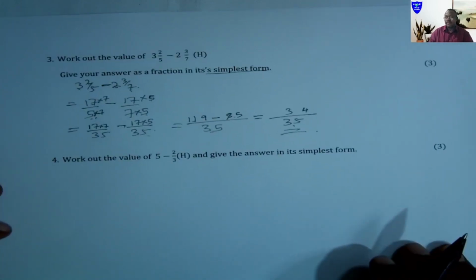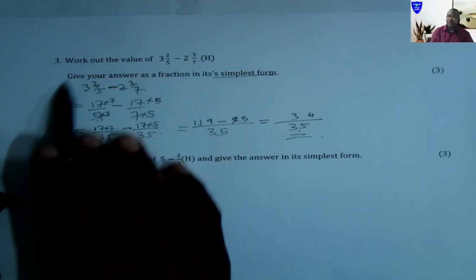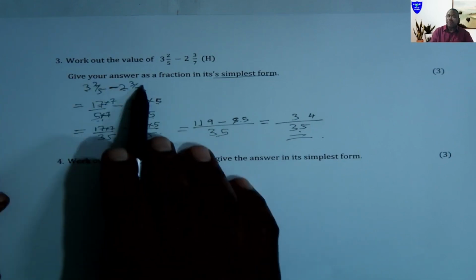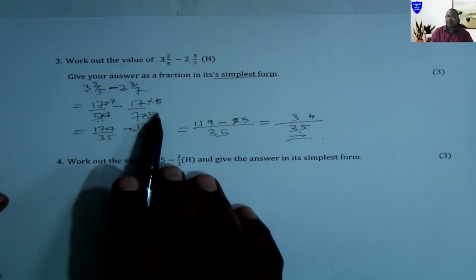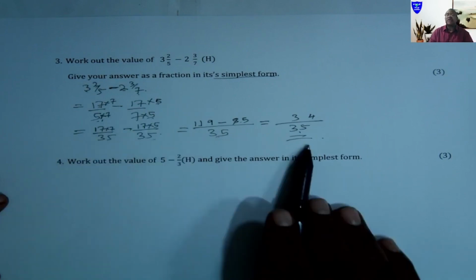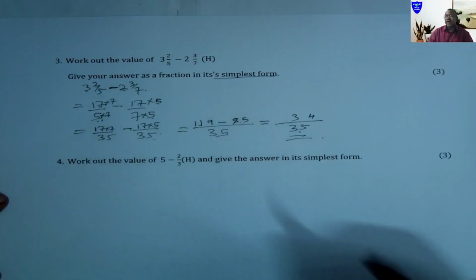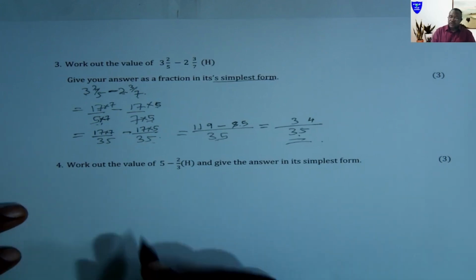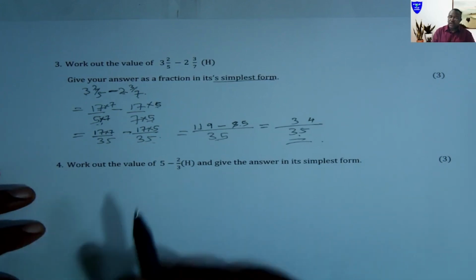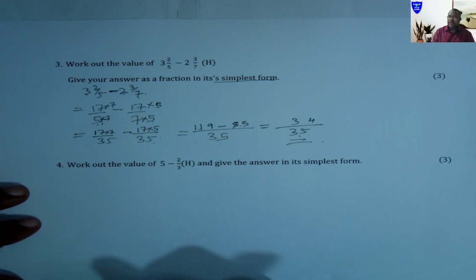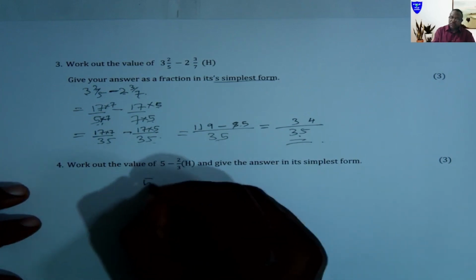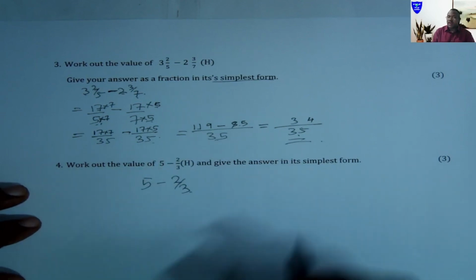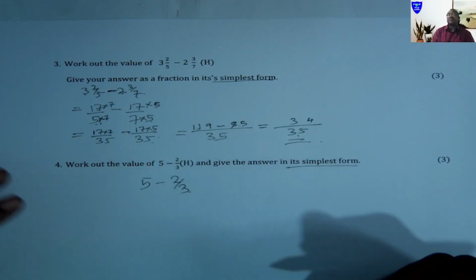Okay, so going back to the question there, first of all, we had to change the mixed fractions into improper fractions and then proceeded as normal to arrive at the answer. The last one, guys, work out the value of 5 minus 2/3. So you've got 5 minus 2/3 there, and give the answer in its simplest form as usual.